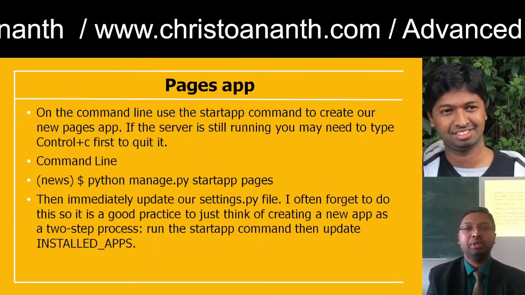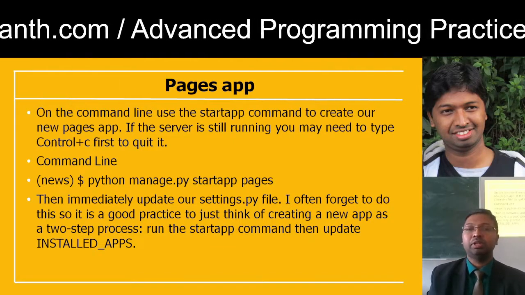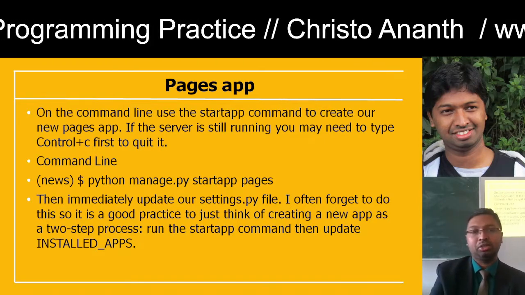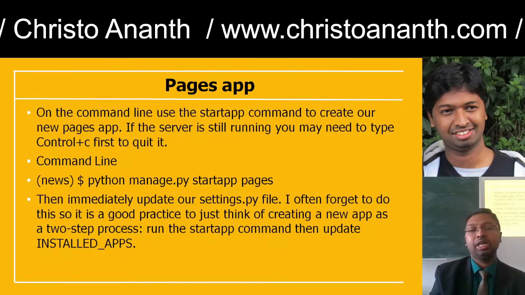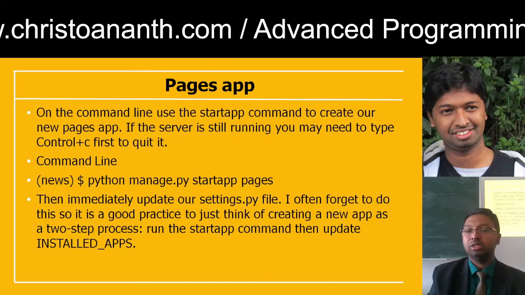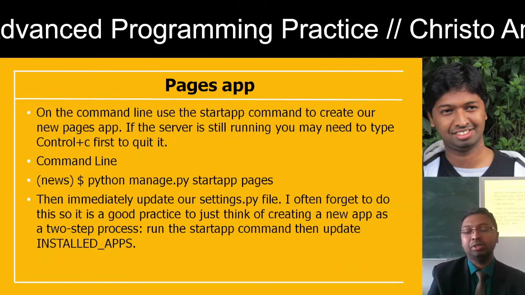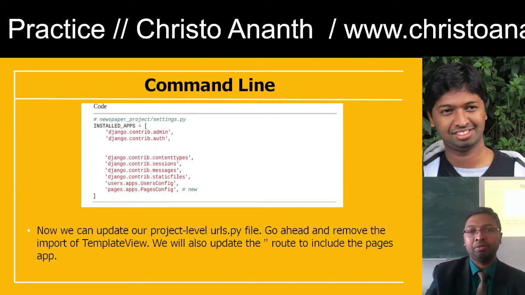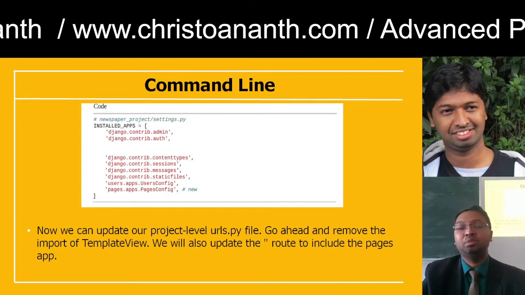Okay. So in the command line, you can use the startapp command to create the new pages app. So maybe if the server is still running, you have to exit by pressing Control and then C, and then in the command line, within the news app, you will go with $ python manage.py startapp pages. Then you have to update the settings.py file. Okay, so that is all you have to go with, the INSTALLED_APPS. So in the newspaper project settings.py file, you go with all the INSTALLED_APPS. All these things I have told in almost all the classes.